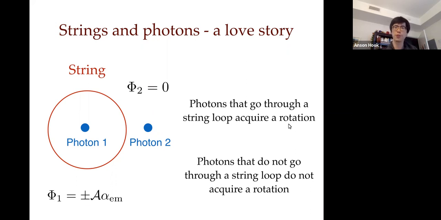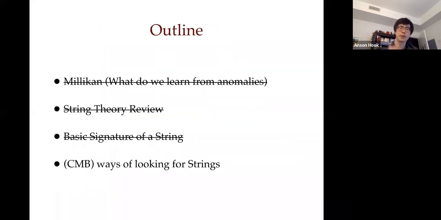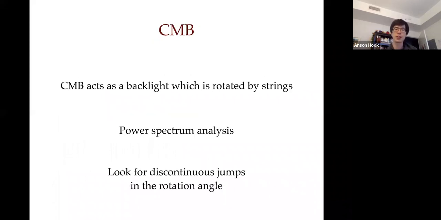Okay, so those are the two physical things I'm going to be talking about today, of just how to look for these two effects, either a line in the sky or sort of a loop in the sky. So how do we look for these things? It turns out the CMB is a great way to look for these guys. It's not the only way, but it's going to be the first one I'm going to talk about.